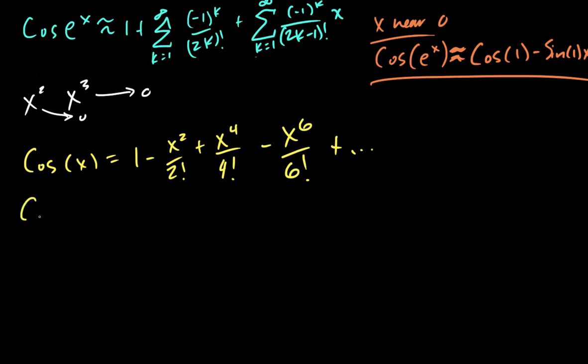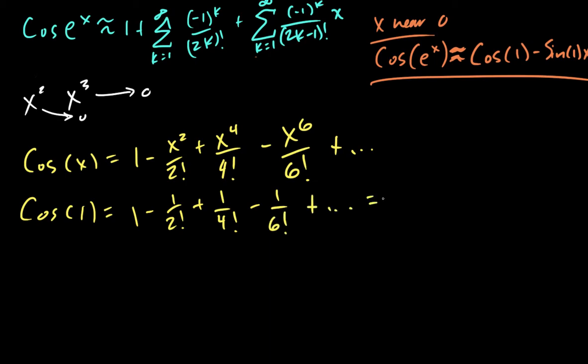Okay. And so if we look at cosine of 0, or I mean cosine of 1, because in our formula it's cosine of 1, we're going to get 1 minus 1 over, all the tops of these are going to be 1s. Okay. And then if we write this in summation form, we have a 1, and then we want the signs to flip.